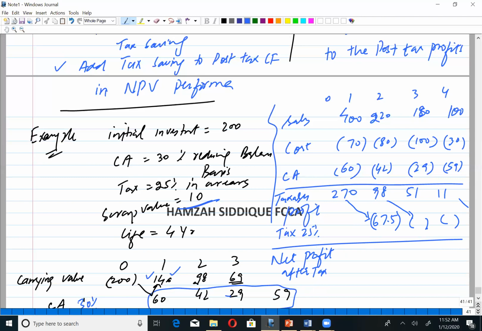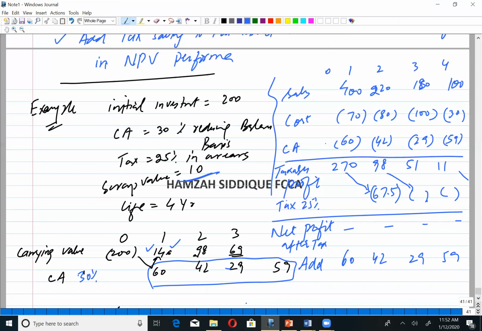And now, student, you will add back capital allowance. If you deduct it, you will add back 60, 42, 29, and 59. Now, student, actually what happened? When you deducted it, your taxable profit reduced. And because of that, you have to pay less tax. Now you are adding back. So less tax means tax saving automatically adjusted.